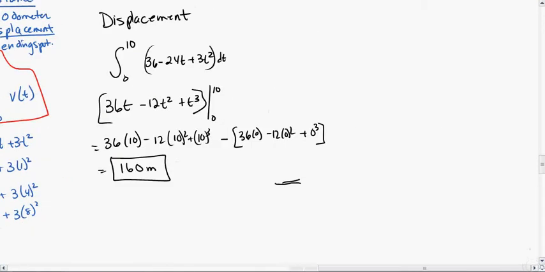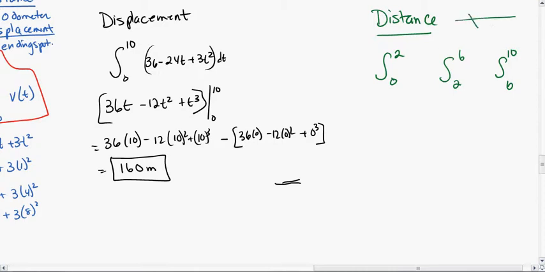So here's what that's going to look like. We're going to compute the distance traveled by the particle, which means we're going to integrate from 0 to 2 like we always do. Then we're going to integrate from 2 to 6. Remember, that's the negative area, the area below the x-axis. And then we'll integrate from 6 up to 10. When we integrate from 2 to 6, we're going to subtract that area. So we're subtracting a negative area, which in the end will make it positive. We'll be adding, ultimately. All right, so let's do that.